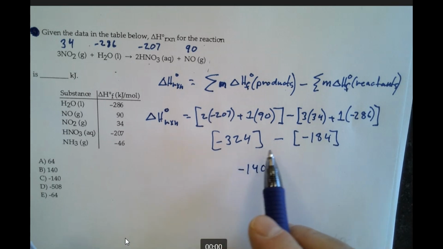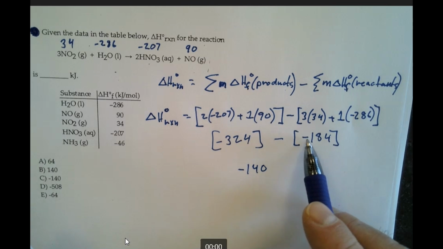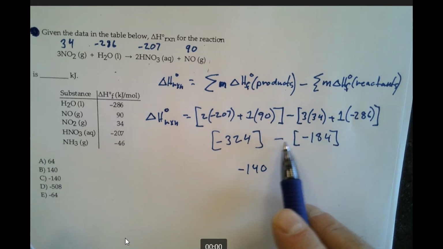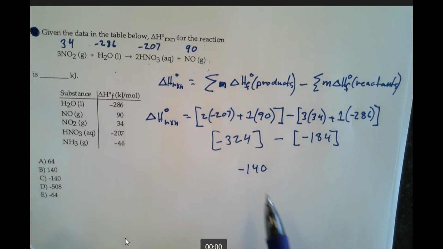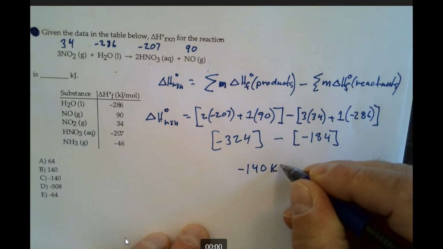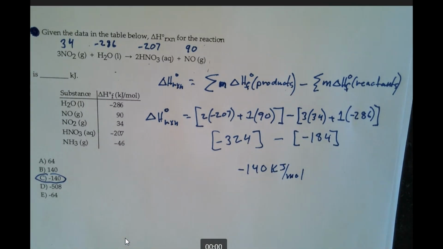And sometimes when I'm in a hurry and I get ahead, I look at this and say, oh, this is going to be a positive value, and it's going to lower this by that amount. You want to make sure that makes sense. And this is the kilojoules per mole. And we'll assume everything went correctly because our answer was one of the answers listed.